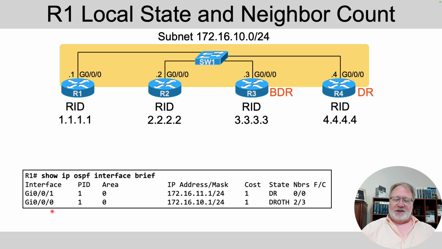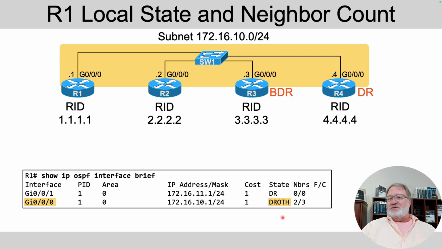Now on the flip side, the show ip ospf interface brief command tells us more information about the local router. So here we're back at router R1 and we do this command, and as a reminder, it's the Gig 0/0/0 interface on each router that's connected to this common subnet. Focusing on Gig 0/0/0 for a moment, we see that it lists DROther. That's the local router's state on this interface. It's not talking about a specific other neighbor. It's talking about this router. So it's saying R1 is a DROther.